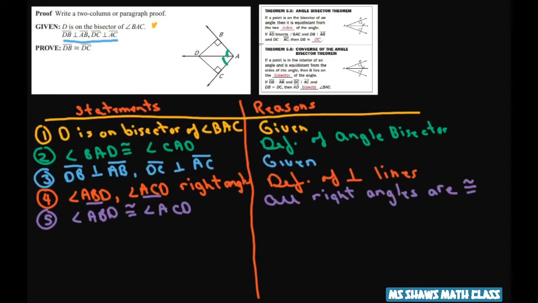All right, and now let's go to 6. We also know that this line here is congruent to itself. So if you separated out the triangles, they share the same side. So we're going to just write AD is congruent to AD, and that's the reflexive property.